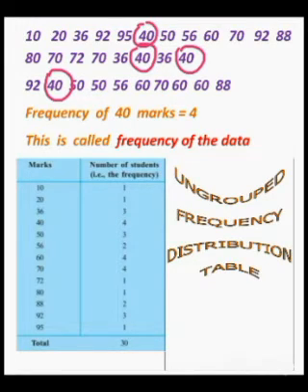So children, such type of data we call an ungrouped frequency distribution table, or simply we can call it a frequency distribution table. So children, for this you can also represent the tally marks. In the next example, I will explain how to represent this using tally marks also.